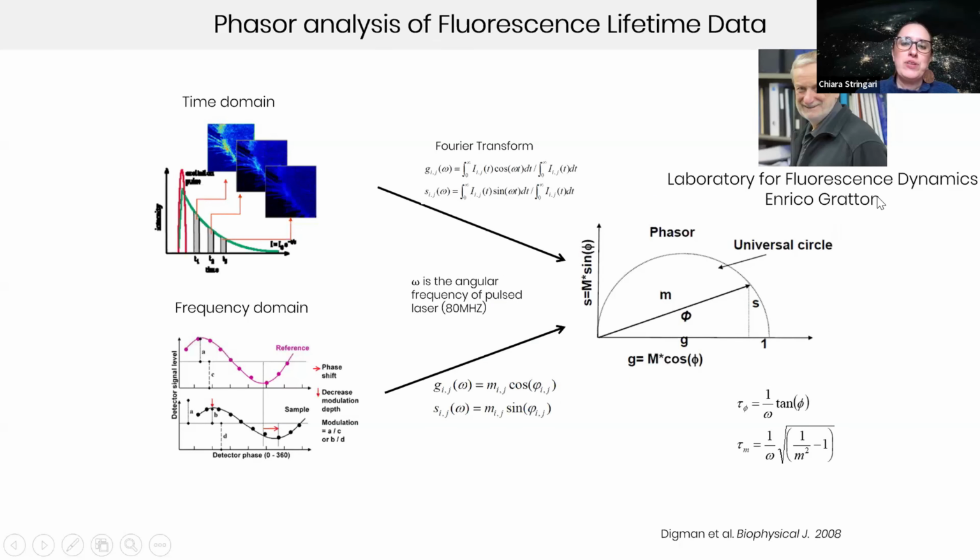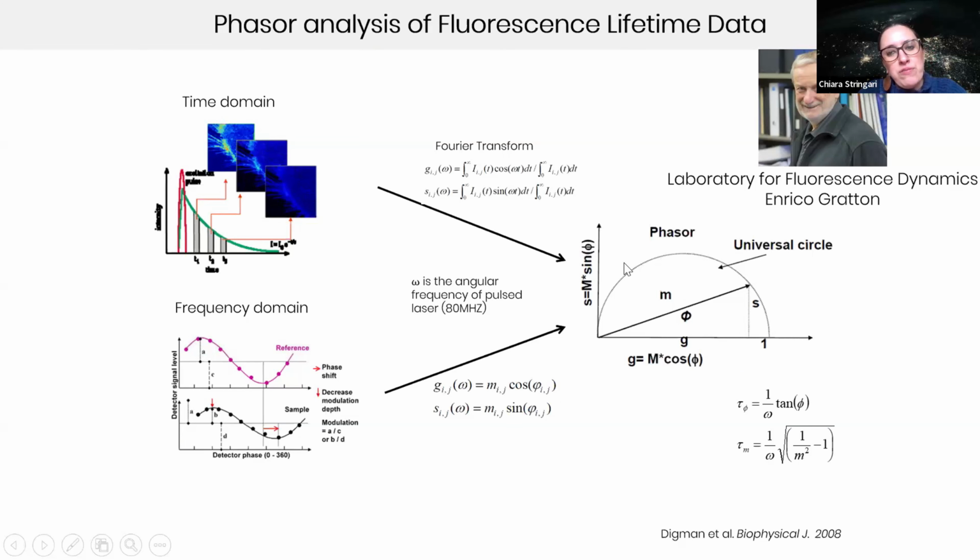As I said, the phasor approach to fluorescence lifetime microscopy was established by Enrico Gratton from the Laboratory for Fluorescence Dynamics, where I did my postdoc. In this seminal paper by Michelle Digman and Enrico, they explained how to do phasor analysis from the time domain or the frequency domain. If you are in the time domain, you need to transform your data with an FFT, and then you can plot your decay in a 2D plot, which is called a phasor plot. For example, if you have a very short lifetime, you have a very short phase shift phi, while longer lifetimes are along this universal circle.